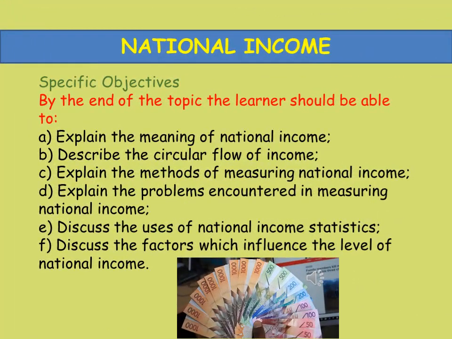The objectives of this topic are as follows. Number 1 is that you should be able to explain the meaning of national income. 2, describe the circular flow of income. 3, explain the methods of measuring national income. Number 4, explain the problems encountered in measuring national income. Number 5, discuss the uses of national income statistics. And number 6, discuss the factors which influence the level of national income of a given country.